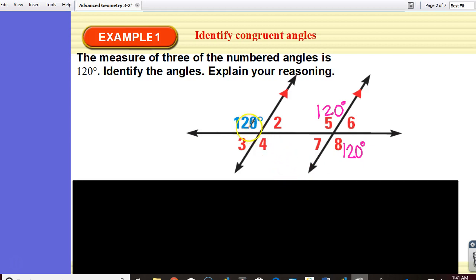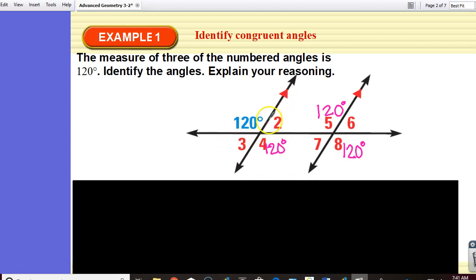Alright. So we have alternate exterior, we have corresponding. How about consecutive interior we could do right here? Or sorry, why did I say consecutive interior? Alternate interior, 120, which also is vertical with the original, right? Vertical angles are congruent. Those are all of the 120s.